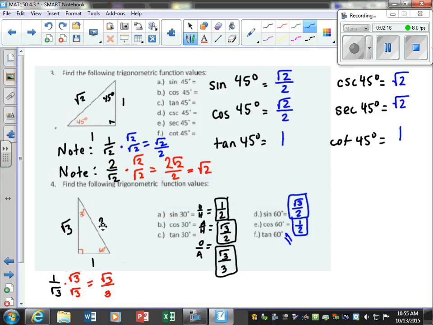Tangent of 60 is going to be your opposite over adjacent from angle of 60 degrees. So that's going to be square root of 3 over 1. Opposite over adjacent, square root of 3 over 1. Sorry about that. So we get square root of 3.